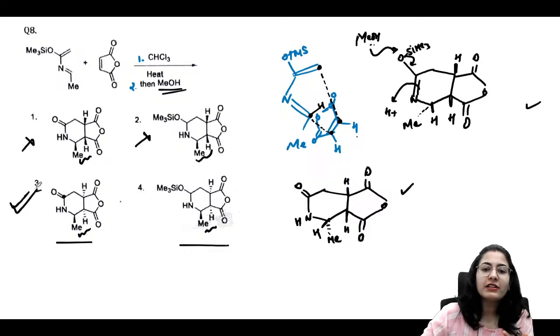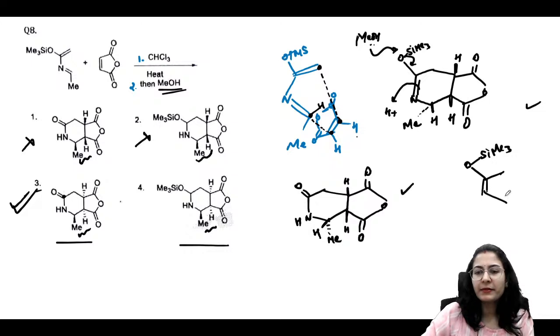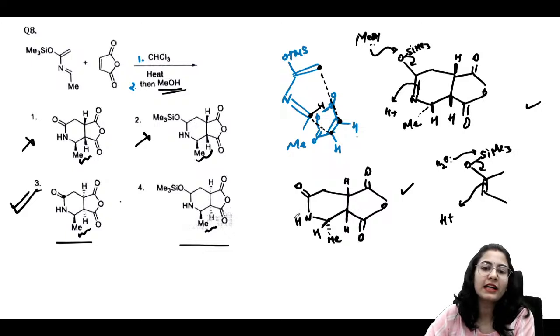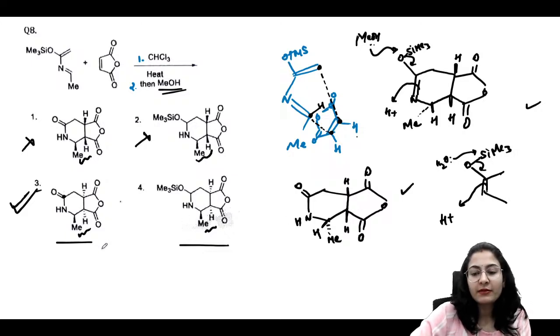Got it? Even if we didn't have this nitrogen, and we had just this part of the molecule, whenever this happens, this is a silyl vinyl ether, so in the presence of acid you are always going to get this hydrolyzed to form the ketone. Okay, this is how the ketone forms. Here there is a nitrogen, so an amide formed. All right, yes, very simple.